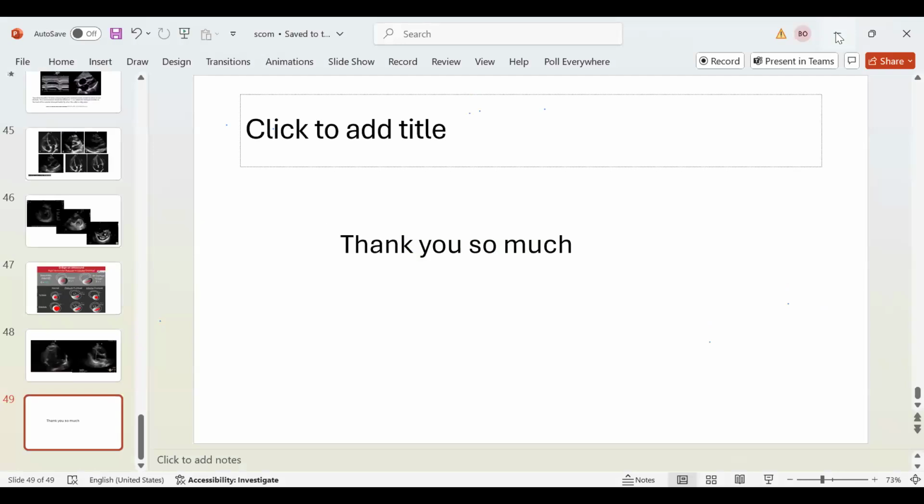I have one question. Will eyeballing affect the ejection fraction positively or negatively? I mean, by eyeballing alone, will you overestimate the ejection fraction or underestimate it?